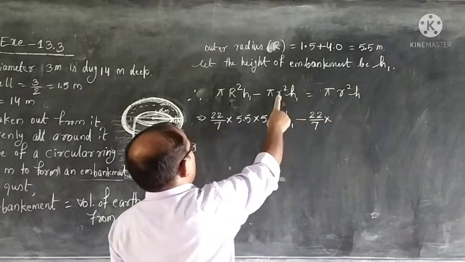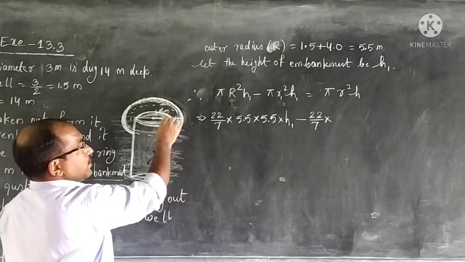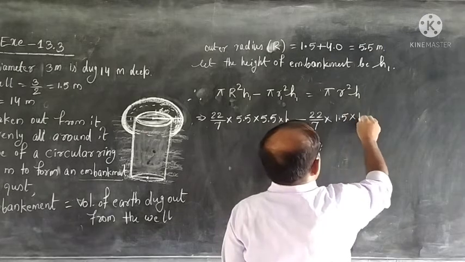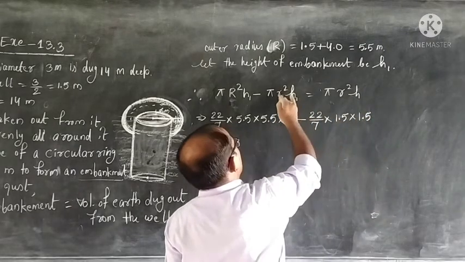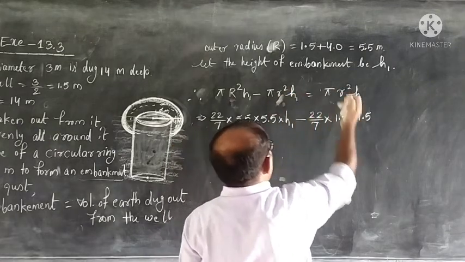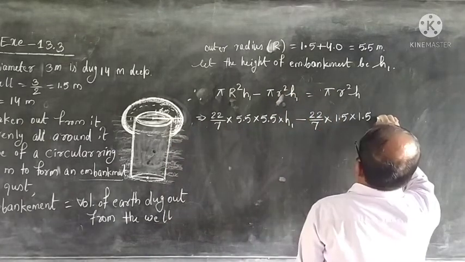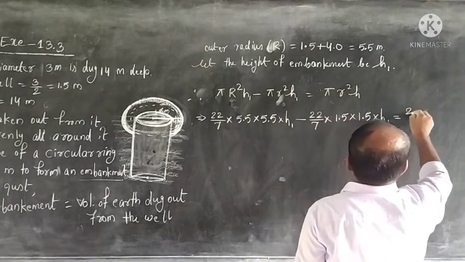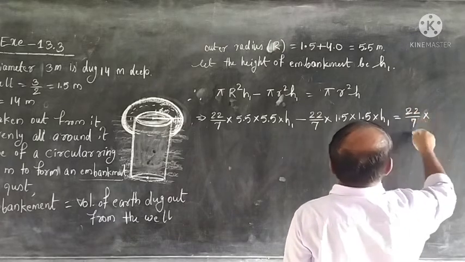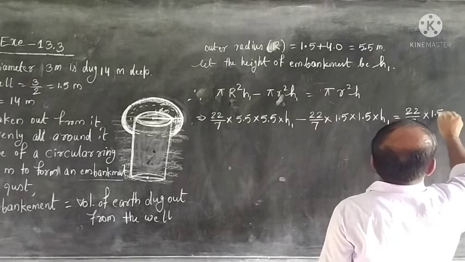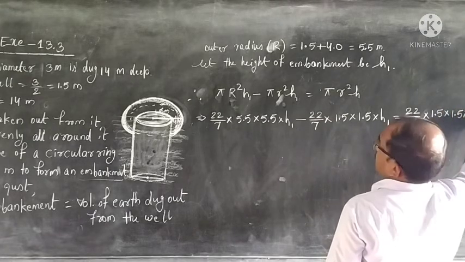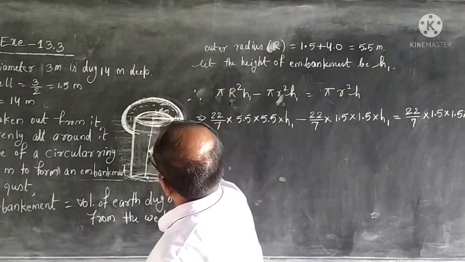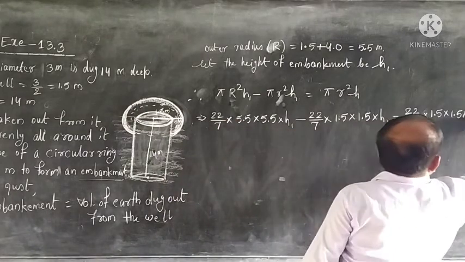This radius, which radius is that? Inner radius. So, 1.5 into 1.5, or just let it be r also, no problem here, because the same radius we are taking for the well also, r, minus h is again there, that is h1, equal to pi. Now, we take the dimensions of the well, 22/7, radius of the well 1.5 into 1.5, and the height of the well is how much? The well is 14 meter in depth. So, we will take 14.